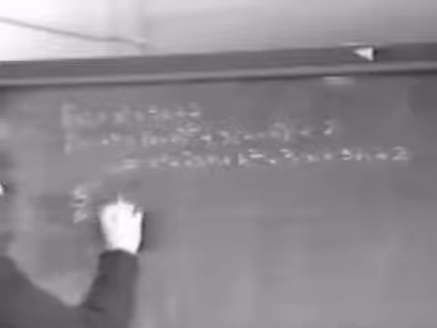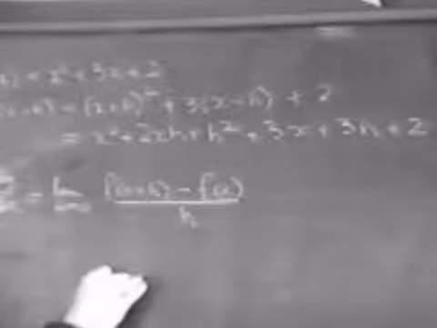In this case, the equation will be y, or f of x, is equal to x squared plus 3x plus 2. We always write down the same formula, dy dx equals the limit as h goes to naught, f of x plus h minus f of x over h. And we just substitute into this formula our f of x plus h and our f of x.